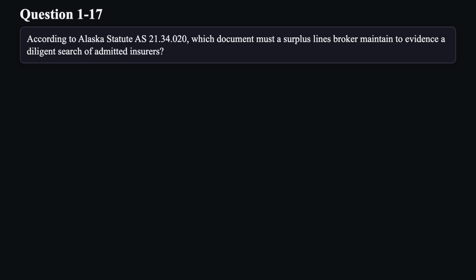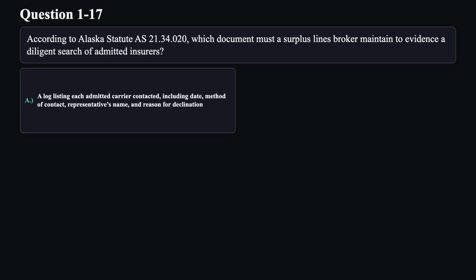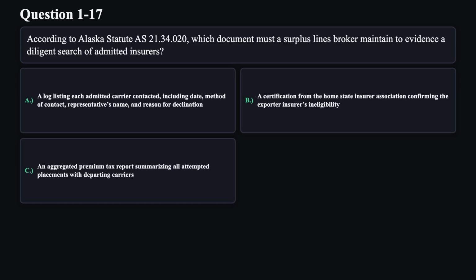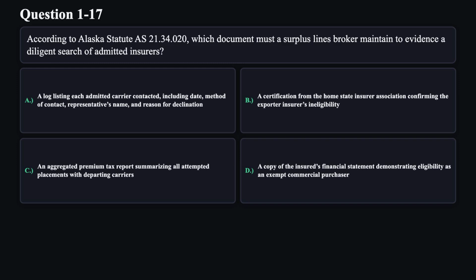Question 17. According to Alaska Statute AS 21.34.U20, which document must a surplus lines broker maintain to evidence a diligent search of admitted insurers? A. A log listing each admitted carrier contacted, including date, method of contact, representative's name, and reason for declination. B. A certification from the Home State Insurer Association confirming the exporter insurer's ineligibility. C. An aggregated premium tax report summarizing all attempted placements with the departing carriers. D. A copy of the insured's financial statement demonstrating eligibility as an exempt commercial purchaser.